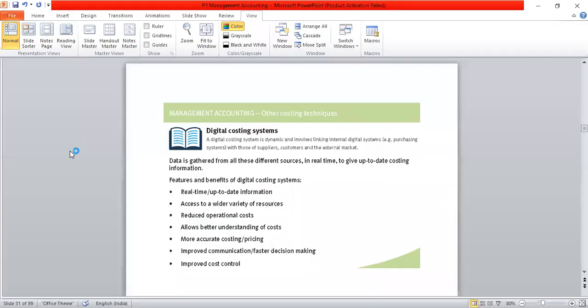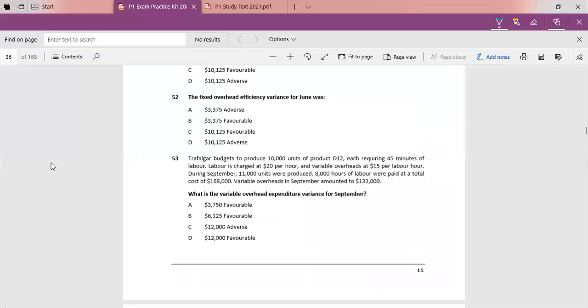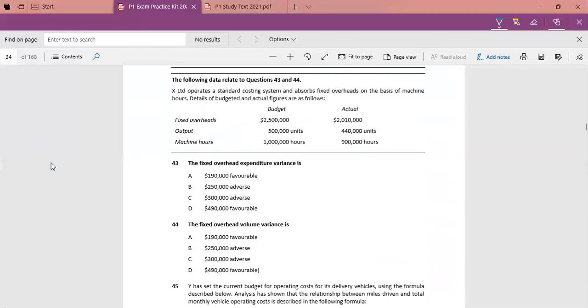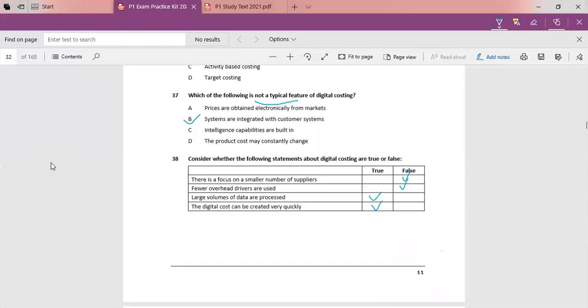Ma'am, actually, I have a doubt in the 37th question. 37. Yes, ma'am. How is it not integrated with customer systems, ma'am? Not a typical feature.